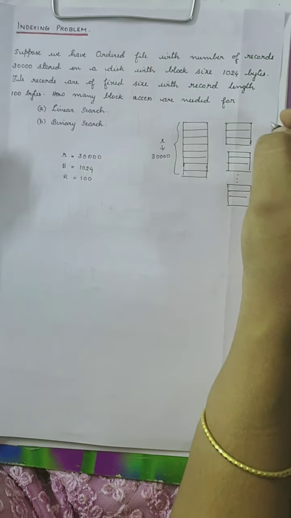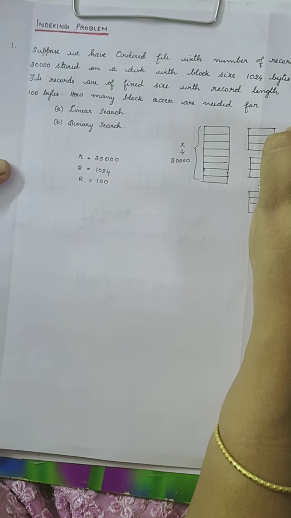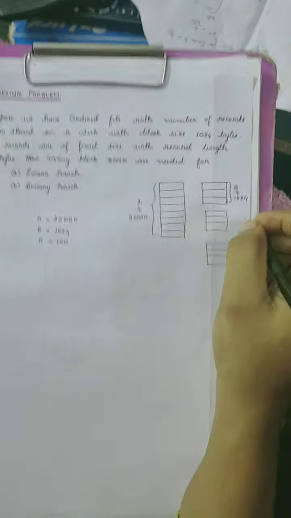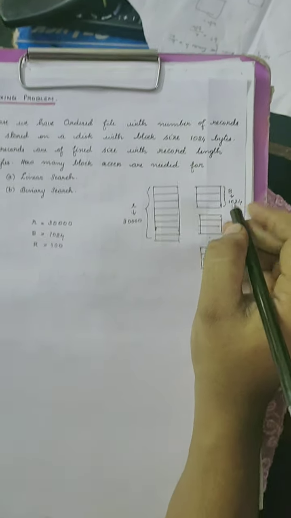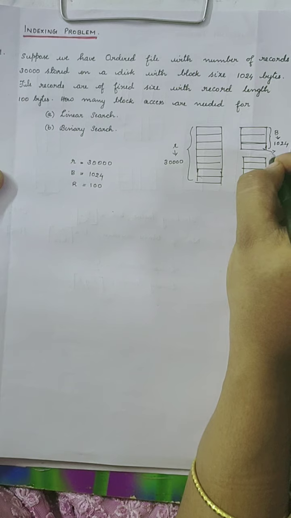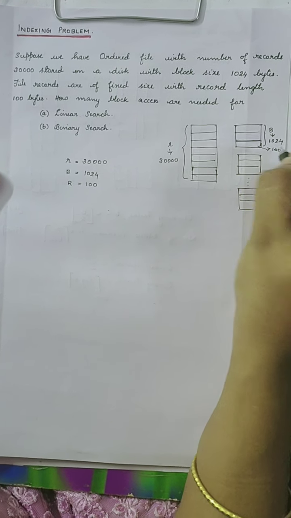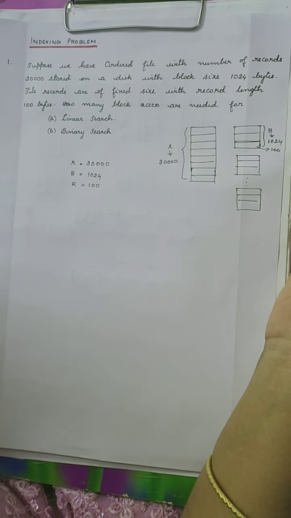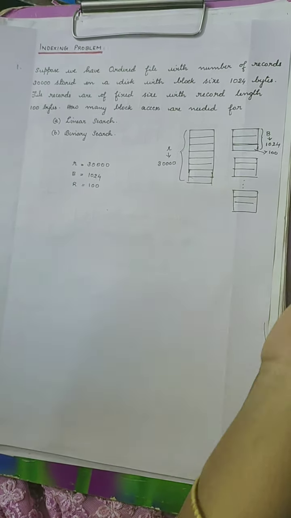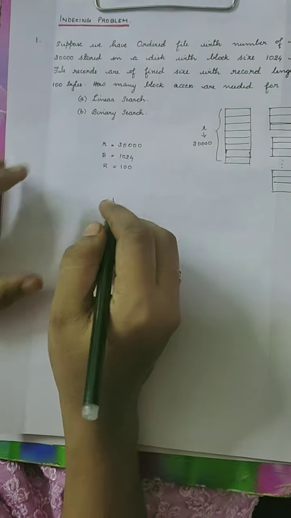In the question it is given that the size of each block, that is capital B, the block size, is equal to 1024, and it is also provided that each record length is 100 bytes. The question is we have to find the number of block accesses needed if we are using linear search, and the number of block accesses needed if we are using binary search.